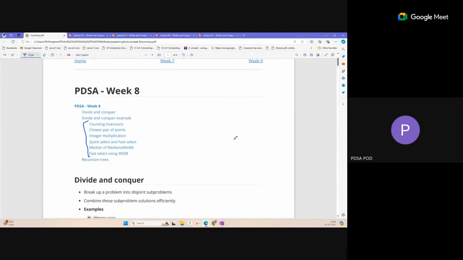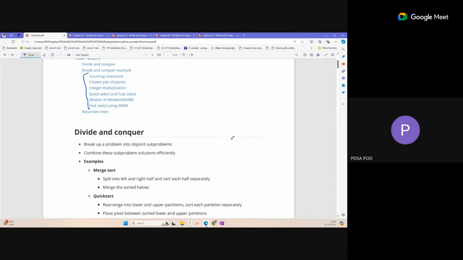So now, first thing, divide and conquer. You have already seen some algorithms in the previous weeks. I don't know if you have noticed this term, but you have used divide and conquer in those.